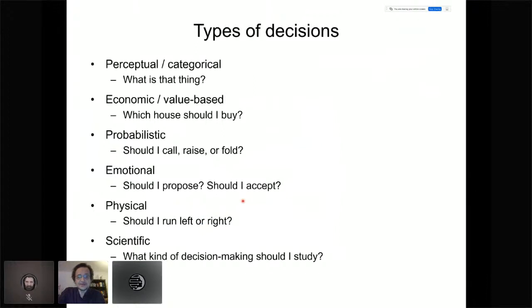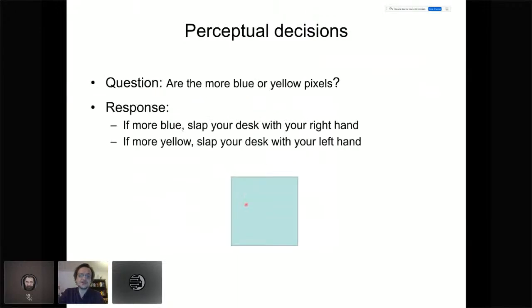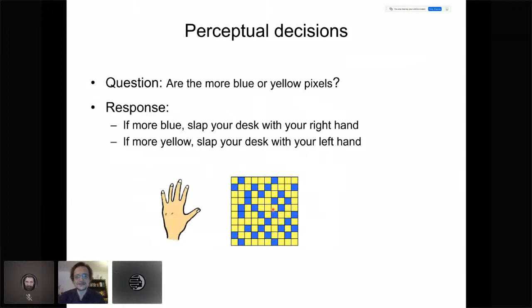In this lecture, I'm just going to talk about the first kind, perceptual decision making, which has been very well studied at a neural, behavioral, and computational level. I'm going to give you an example. I'm going to show you a square of pixels composed of blue and yellow pixels, and your task is to decide, are there more blue ones or yellow ones? If you think there's more blue, you should slap your desk with your right hand. If there's more yellow, slap your desk with your left hand. Ready, go. It was yellow, you should have slapped with your left hand.